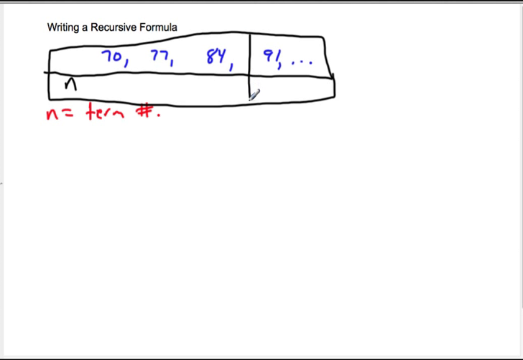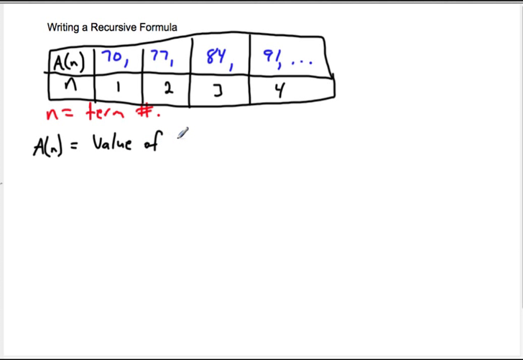There we go. It's a messy table, but a table nonetheless. So this will be the first term, second term, third term, fourth term, and we could keep going there. And then we'll call this a to the n, and that is the value of the nth term. So the first term has a value of 70, the second term has a value of 77, and so on.